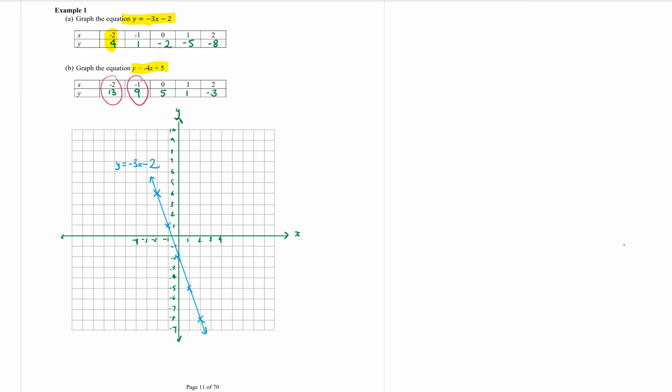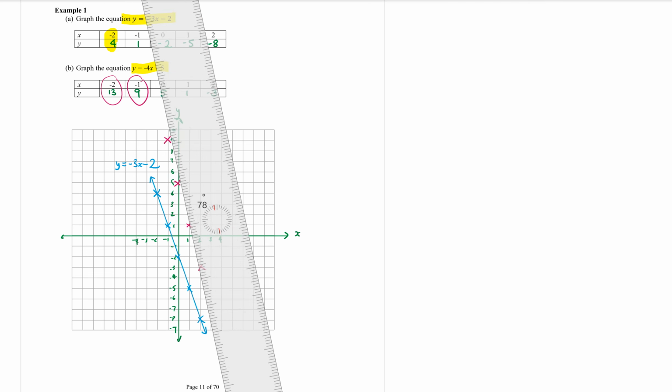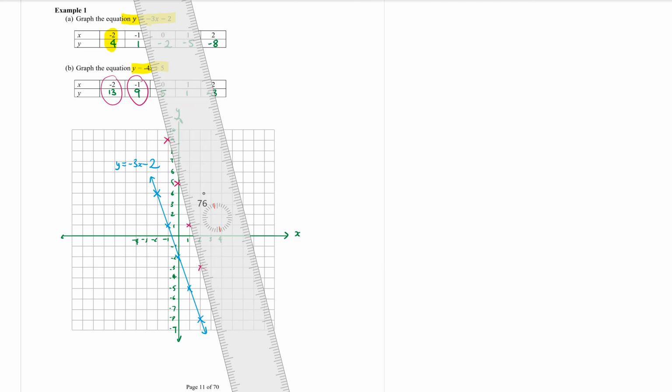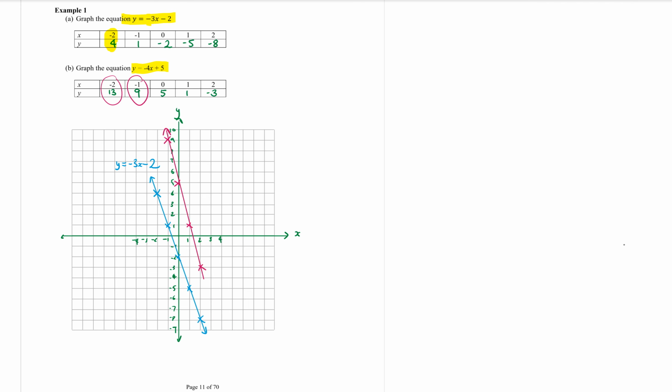Minus 1, 9 up here. 0, 5, 1, 1, and 2 goes down to negative 3. Okay, line it all up. And that is y equals minus 4x plus 5.